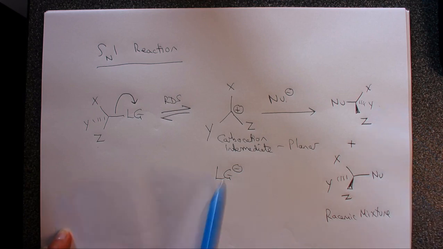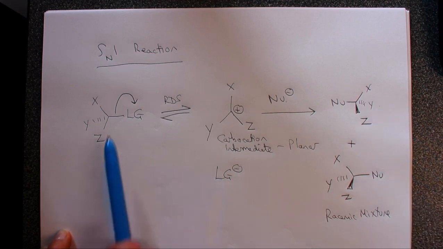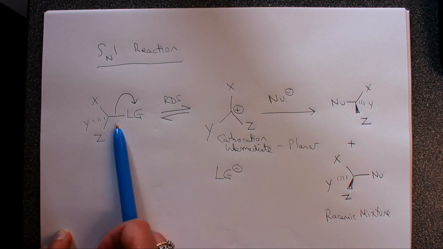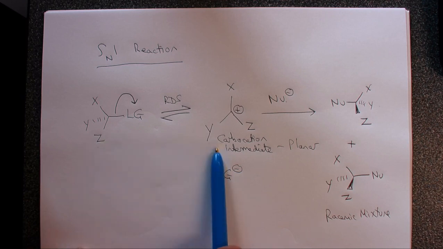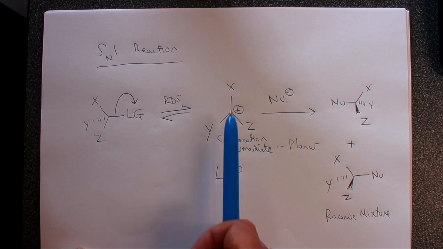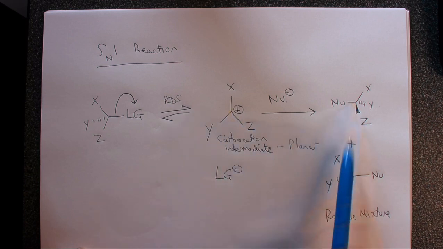So that's the essential features of the SN1 reaction. We lose our leaving group from one species, from the substrate, in the rate determining step. We form our planar carbocation. Because it's planar, the nucleophile can attack from above or below, giving us equal quantities of the two different stereoisomers, so it's a racemic mixture.